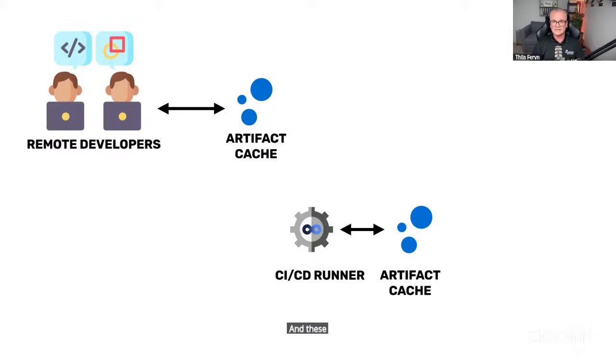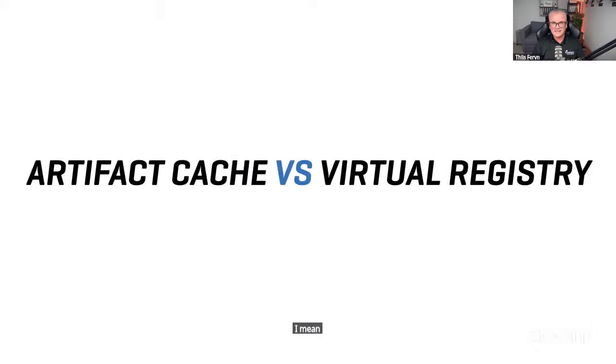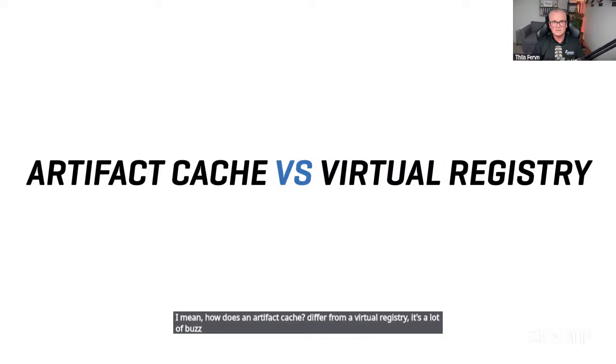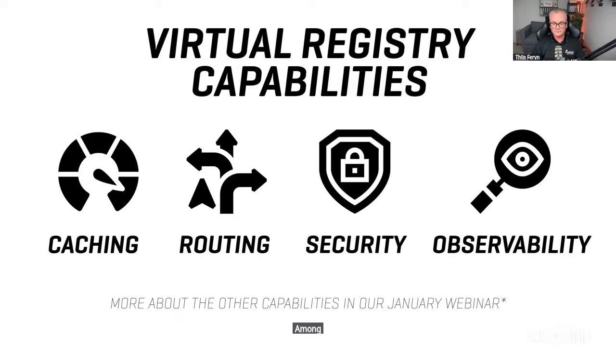And these artifact caches together could be considered the virtual registry. I mean, how does an artifact cache differ from a virtual registry? It's a lot of buzzword bingo, I'm assuming. Well, I would say artifact caching is a capability of a virtual registry, as you could see, among others, right? We can do routing as well on this virtual registry. We could perform security.